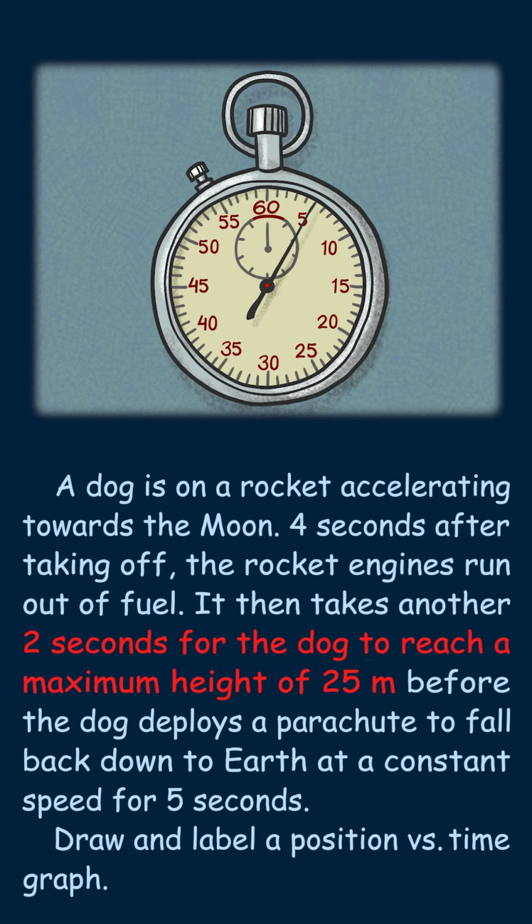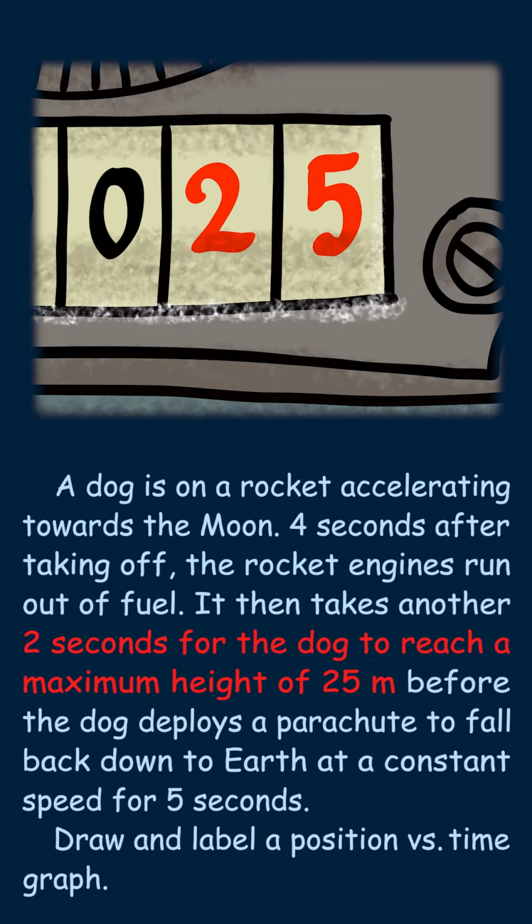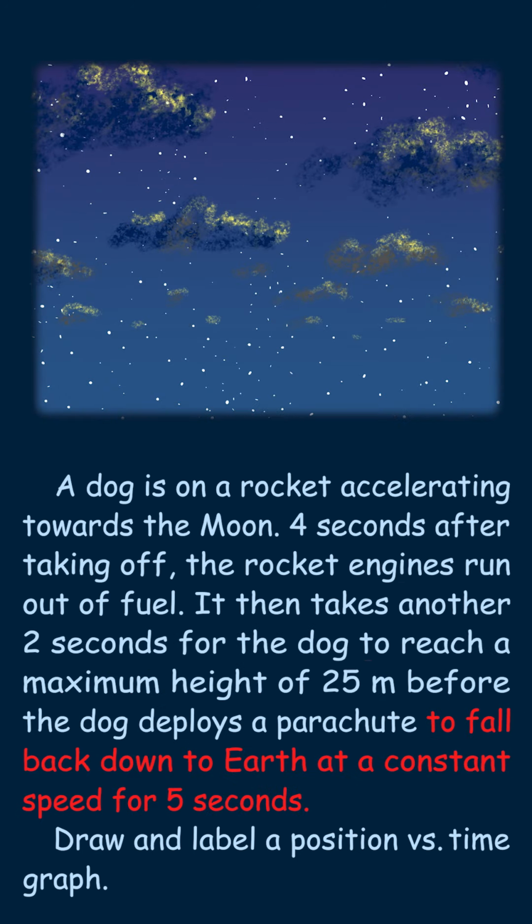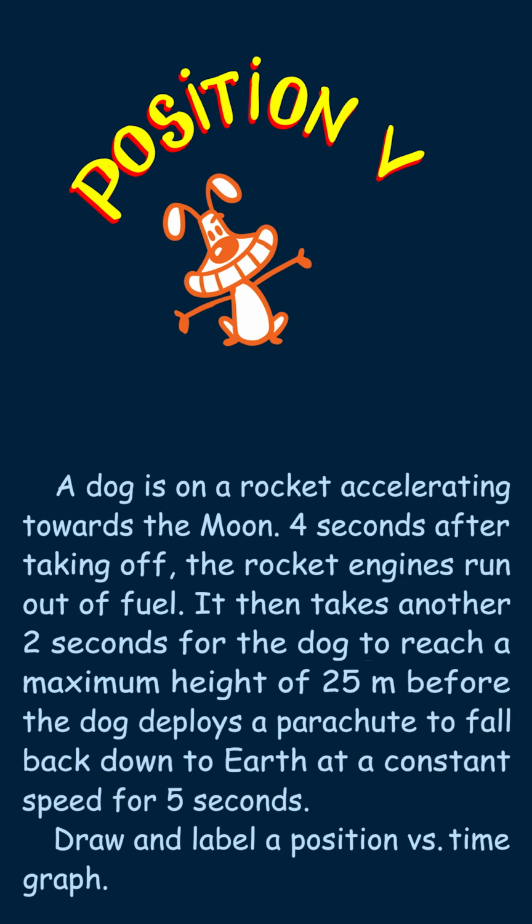It then takes another 2 seconds for the dog to reach a maximum height of 25 meters before the dog deploys a parachute to fall back down to the earth at a constant speed for 5 seconds. Draw and label a position versus time graph.